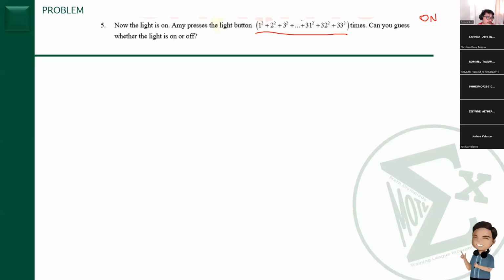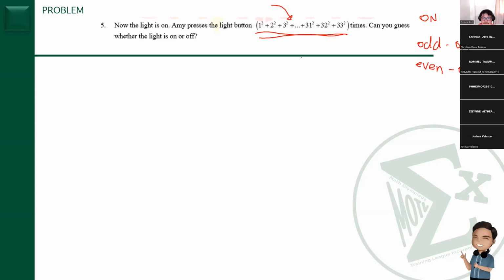Think of it this way: if the number of clicks is odd, the light is going to be off. The light is on, click it 3 times or 5 times or 7 times, it's going to be off. But if it's even, click it 2 times, 4 times, 6 times, it's still going to be on. So the question here, we don't really need to evaluate this one exactly. We just need to know, is this odd or is this even?